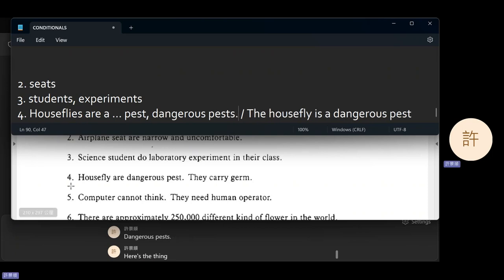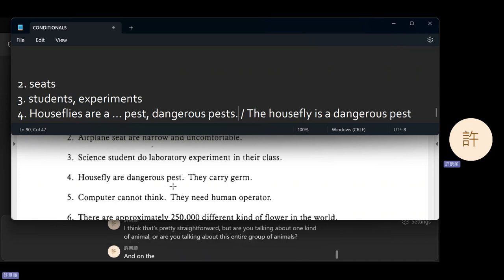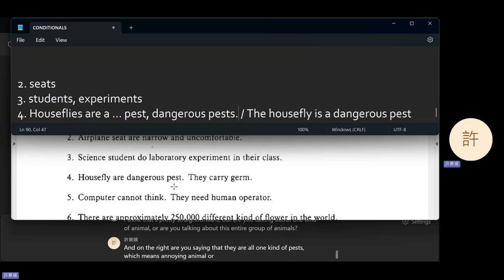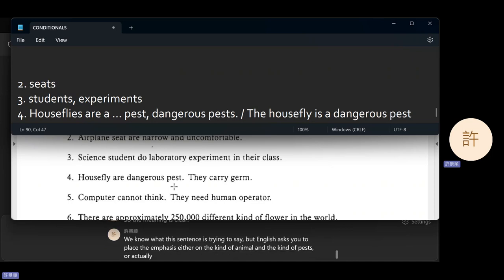Here's the thing. If it's singular, then it has to be singular. I think that's pretty straightforward. But are you talking about one kind of animal, or this entire group of animals? And on the right, are you saying that they are all one kind of pest, which means annoying animal? Or when you put them all together and face a lot of them, are they dangerous pests, plural? The meaning is clear. We know what this sentence is trying to say, but English asks you to place the emphasis either on the kind of animal and the kind of pest, or on a lot of animals being individually pests.